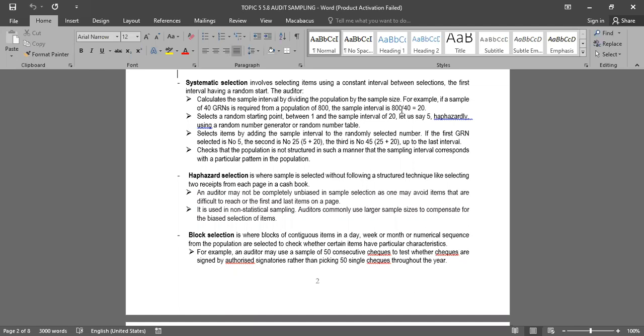You just add 20 to the first 5. So that's the fifth, add 20. That means the second element of the sample will be 25. Then you add 20, and the third element will be 45. Like that. I hope I've made sense. Maybe let me try to illustrate it here.